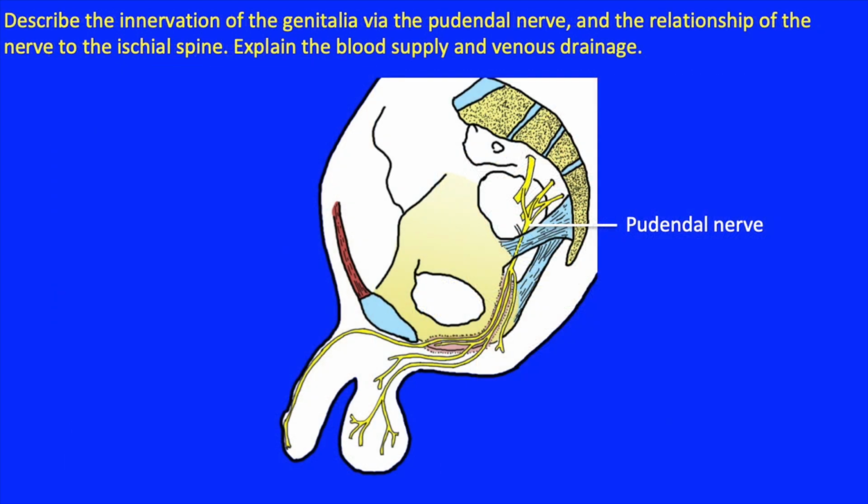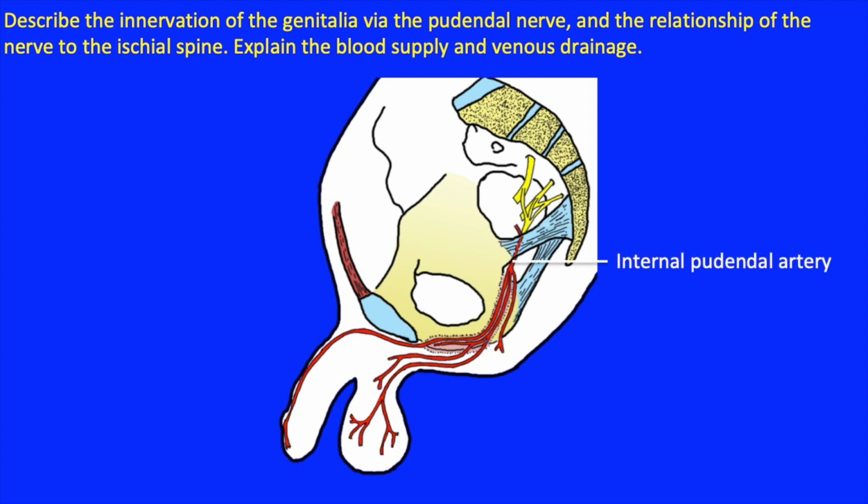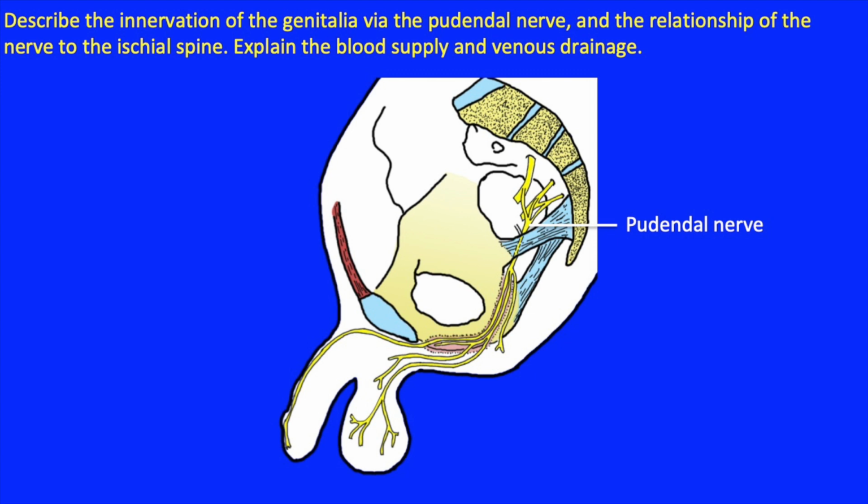The last topic to discuss is the plumbing of the perineal region, that is, the nerves, artery, veins, and lymphatics that serve the structures present in the anal and urogenital triangles. First, the nerve that serves the perineum is called the pudendal nerve. The artery is called the internal pudendal artery, and the vein is the internal pudendal vein.